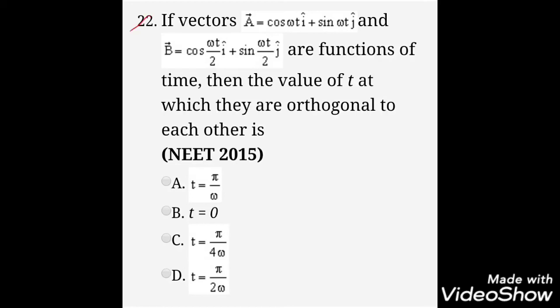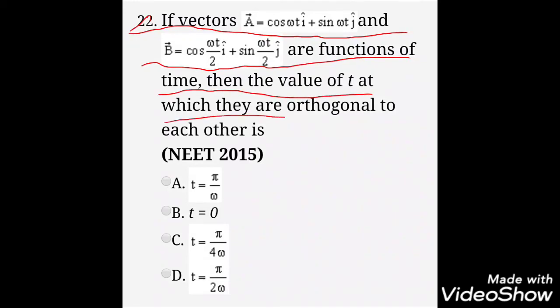Question number 22. If vectors A = cos ωt i + sin ωt j and B = cos(ωt/2) i + sin(ωt/2) j are functions of time, then the value of t at which they are orthogonal to each other is: option A, t = π/ω; option B, t = 0; option C, t = π/4ω; option D, t = π/2ω.